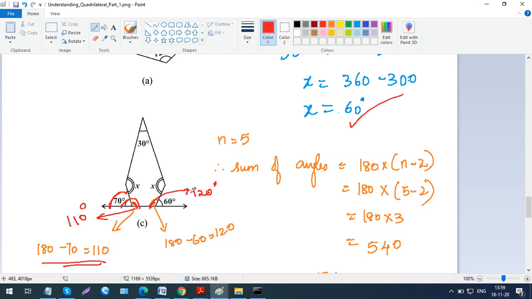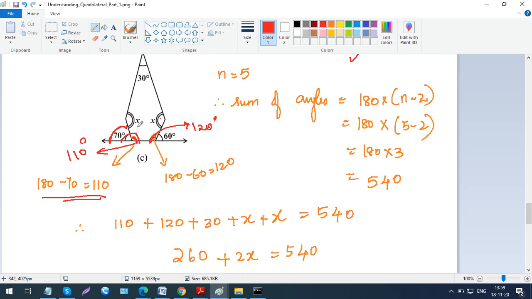Okay, so adding 120 plus 110 plus x and one more x plus 30, you should find out how much it is supposed to add up to, right? So it is 1 2 3 4 5. There are 5 sides in this, so the sum of angles of a 5-sided figure is going to be 540. So all the angles inside should add up to 540. So 110 plus 120 plus 30 plus the 2 x's should add up to 540.